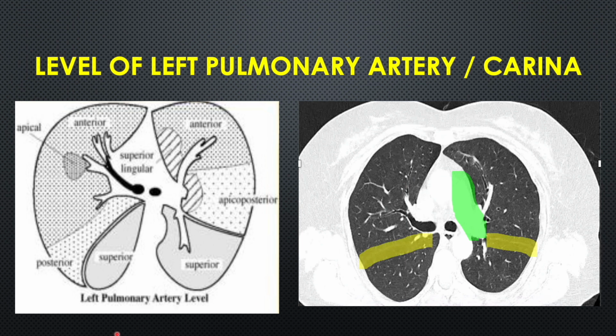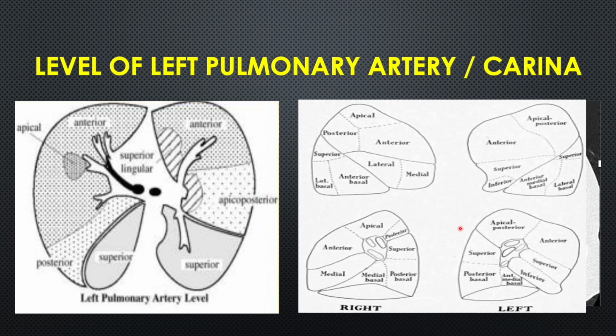So the fissures, the anterior, the posterior, the apical is already gone, and again here anterior and apico-posterior. That's what we're seeing. This image also shows a part of the superior lingula which might be seen at this level, but it also depends on which cut you've used.